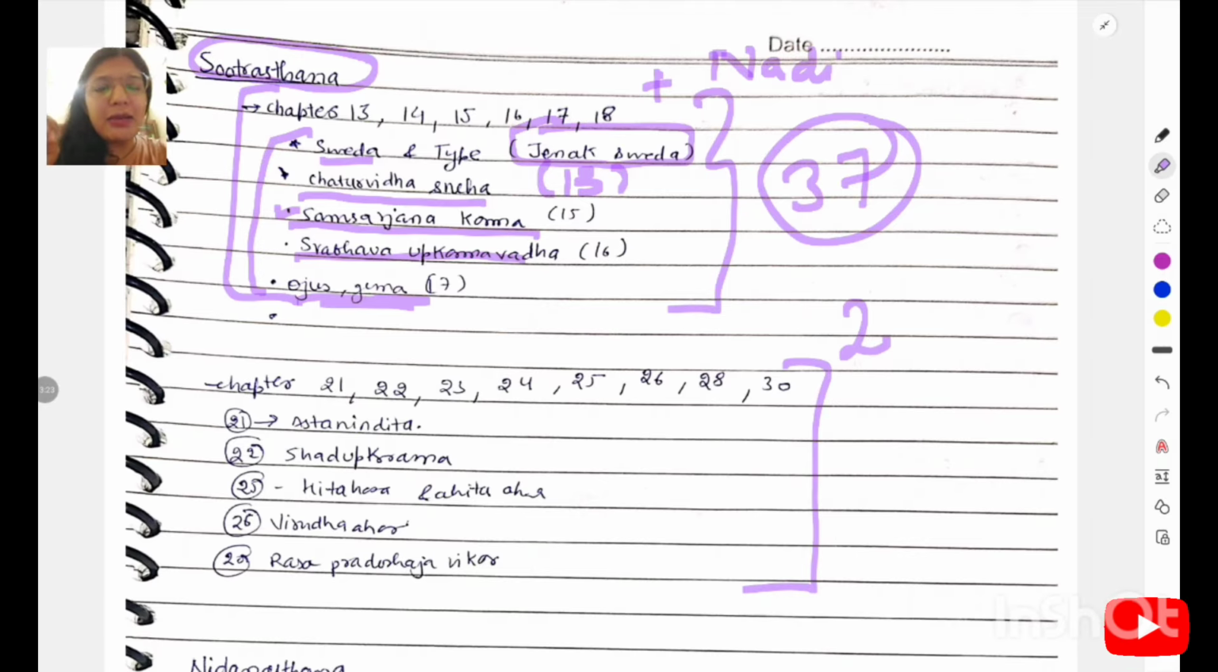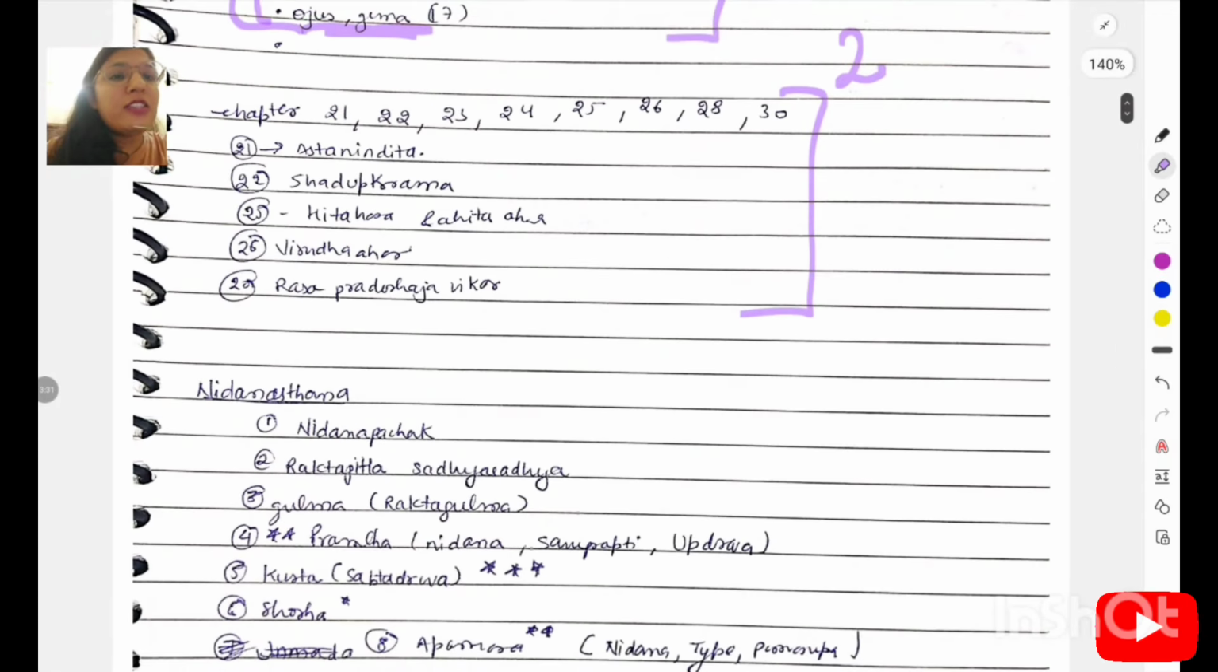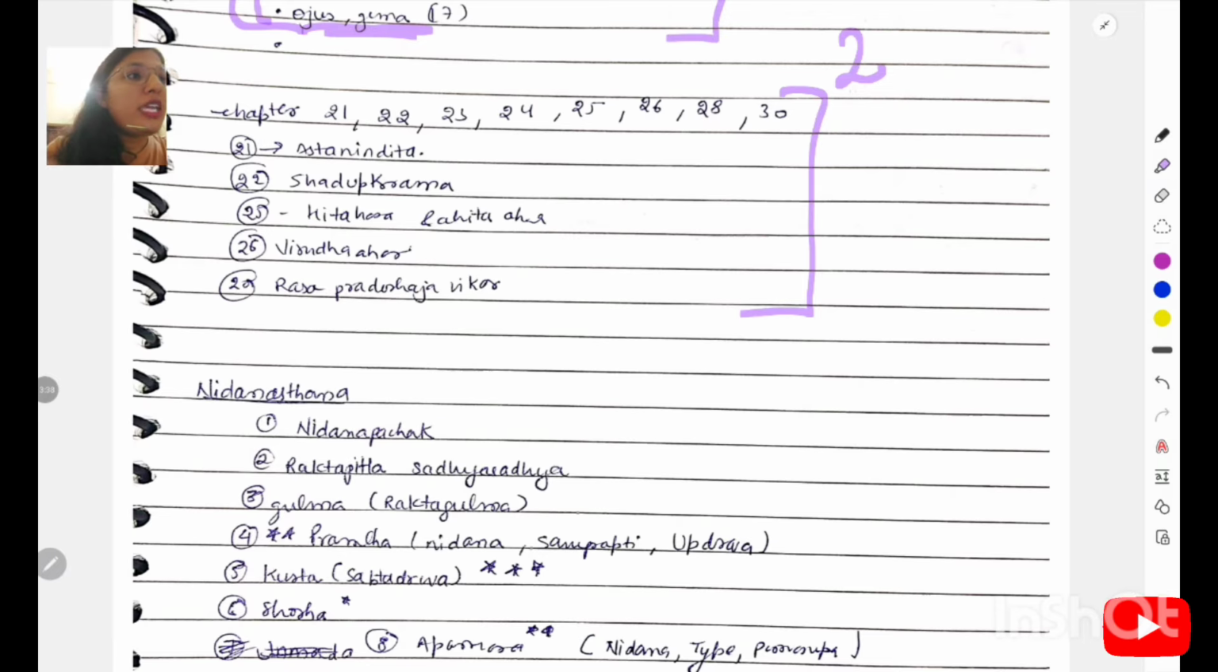Then from the 18th chapter, there is less chance of a 10 marks question. The second LAQ is from this portion: chapters 21, 22, 23, 24, 25, 26 and 28 with the 30th chapter. So here also I am giving you some important chapters from which we have the maximum probability for a 10 marks question: Astonindita. What can they ask, what are the Astonindita. Along with that, we have to focus specially on Atisthoulya and Atikarshya, because in the book they explain the Ashtadosha, their treatment and their Lakshana, so that portion.